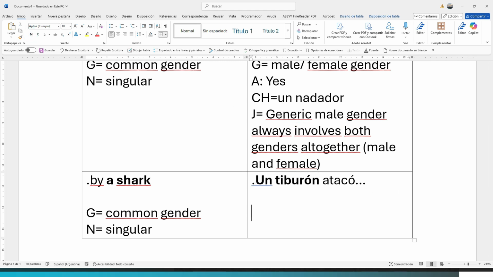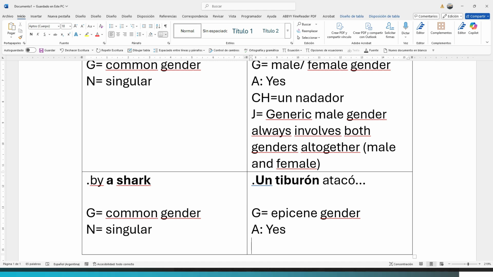What happens here? Gender, epicene gender. Ambiguity, yes, we have ambiguity because we do not know whether this tiburón is male or female, macho or hembra, because there is no reference to it in the sentence given. So, what would you choose here? Always un tiburón.